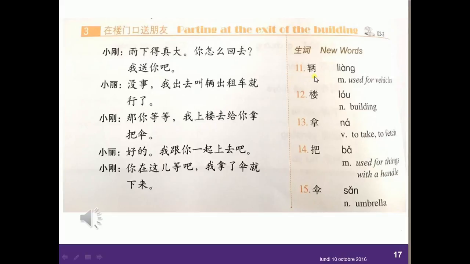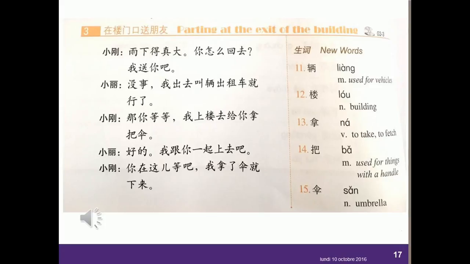Okay, so this one, 辆. The left part is the vehicle radical. If you say car here, it's the same thing, just changing the last stroke from horizontal to upwards. So 辆 literally means a measure word for vehicles. 一辆车，两辆车，三辆车, okay?